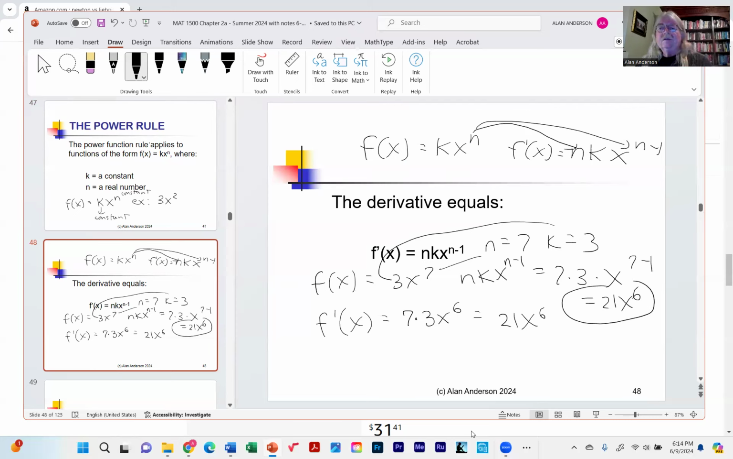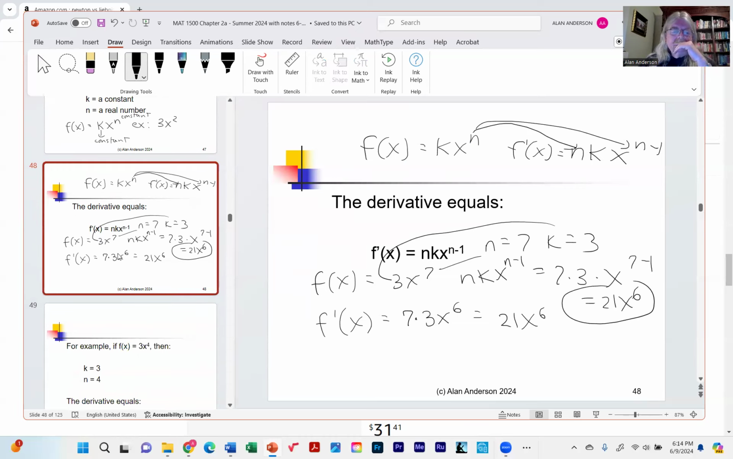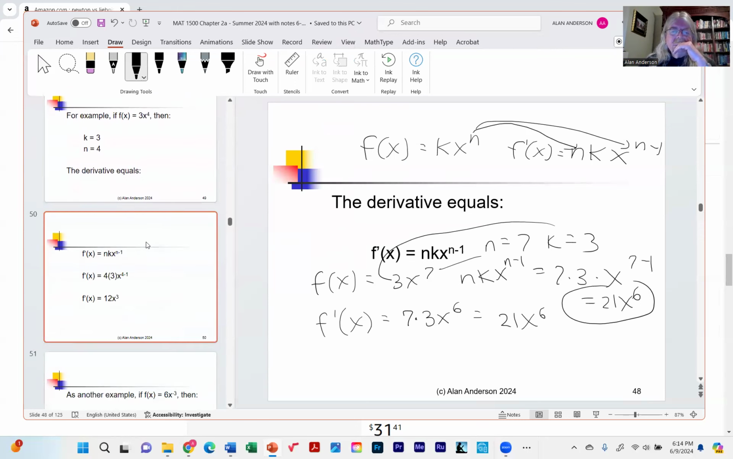Now you're going to get a lot of use out of this one. This is one of the more important ones. And you can see it's really not that difficult. It just takes a little practice. You don't really need to memorize it. Here's a good example.